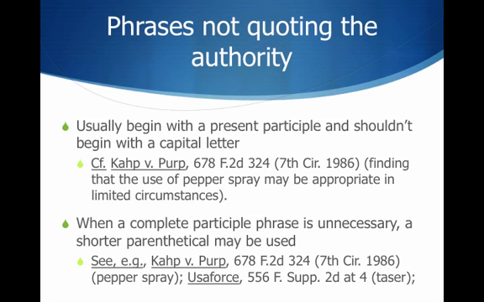When your explanatory phrase is not quoting the authority, you're going to want to begin with a present participle, and you're not going to capitalize that present participle. Take, for example, the idea that maybe in your sentence you're trying to say that the courts would approve or allow for the use of this new chemical weapon that's kind of like tear gas and maybe incapacitates the victim for a short amount of time but doesn't pose any real threat to them.